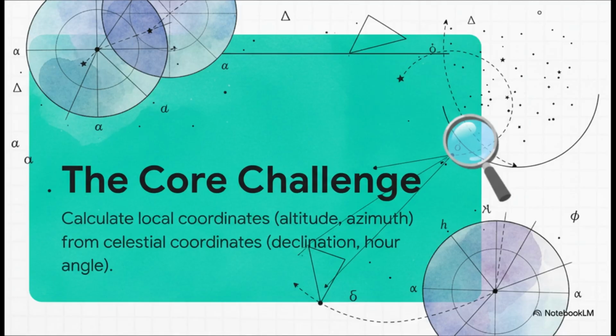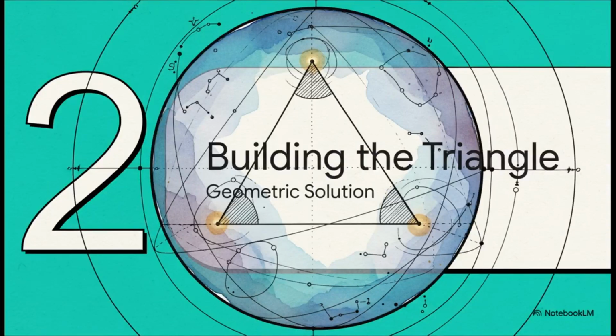Its position for you is its altitude, how high it is above the horizon, and its azimuth, which is basically its compass direction. So the fundamental problem is, how do we build a mathematical bridge to get from the star's fixed address to its apparent location from where you're standing right now? Now, the solution to this problem isn't just some dry algebraic formula. It's actually something far more elegant, a geometric construction. It's a special kind of spherical triangle that we build on the canvas of the sky itself, known as the parallactic triangle.